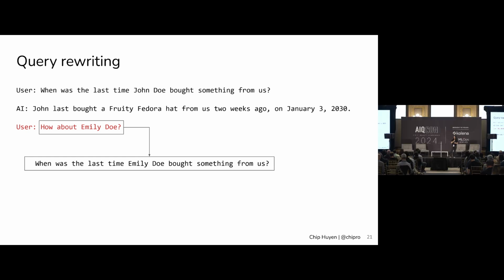There are different ways to do query rewriting, but usually AI is pretty good at that. You can ask another model to say, hey, given all this context, rewrite this question to make it easier to actually say what the user is asking.